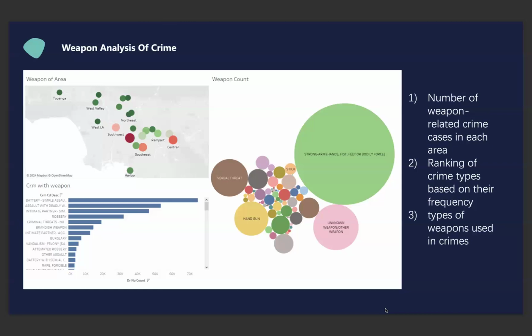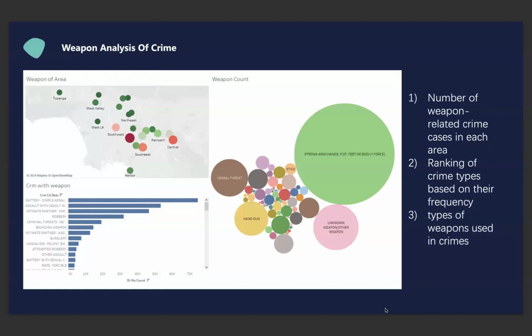Next, we examine the bubble chart on the right. This chart counts and categorizes the types of weapons used in crimes. The size and color of each bubble represent the frequency of weapon use. The largest bubbles, particularly the green ones, signify the most common weapons. In this case, strong arm, which includes hands, fists, feet, or bodily force, is the most prevalent, indicating that physical conflicts are the most common form of weapon-related crimes. Other significant bubbles include verbal threats and handgun, showing these are also frequently used weapons in crimes.